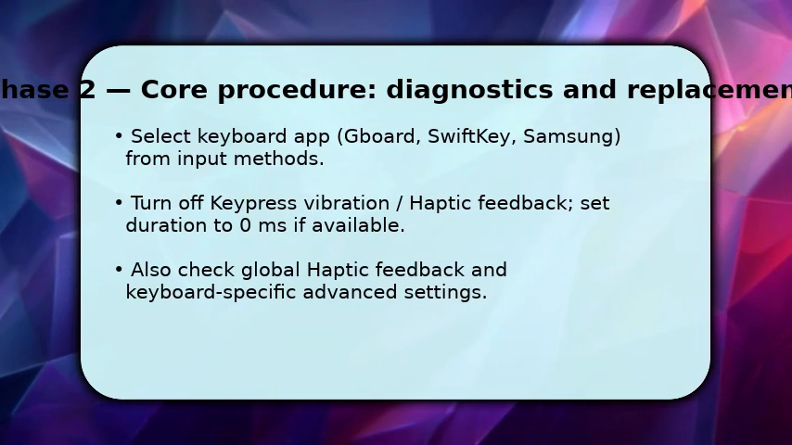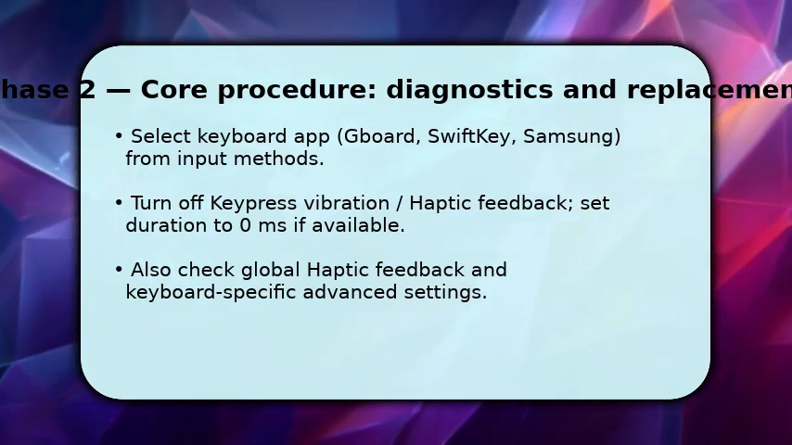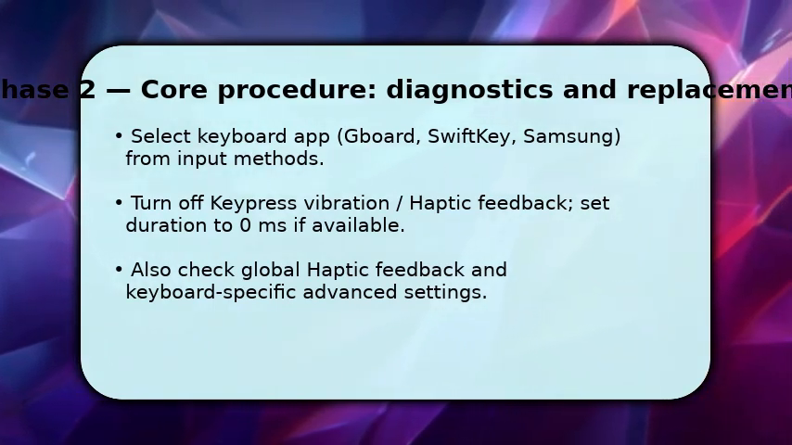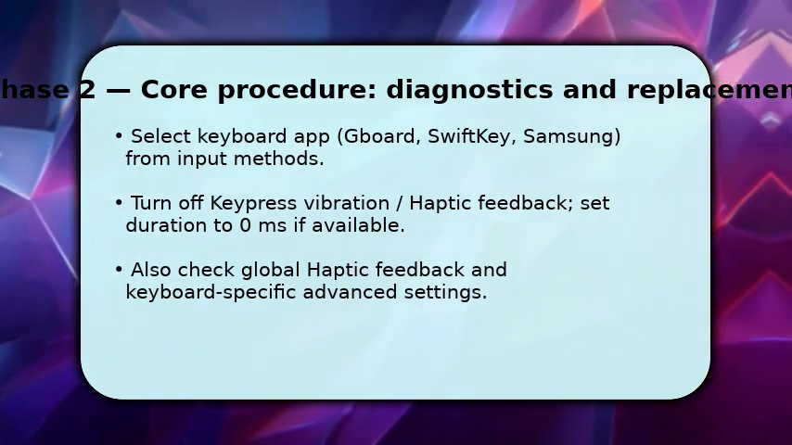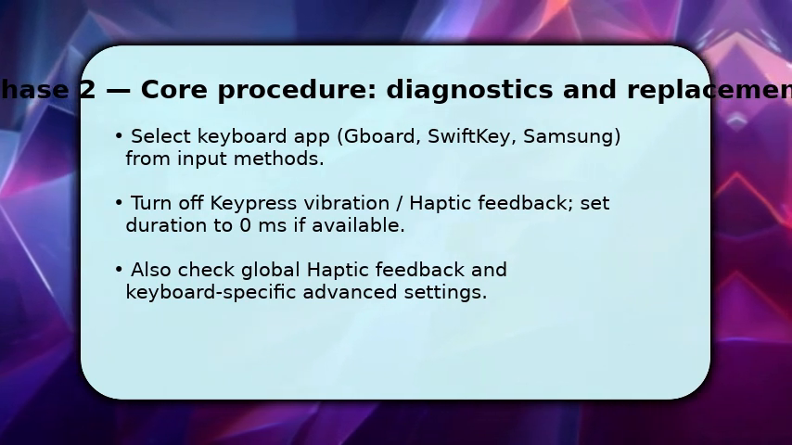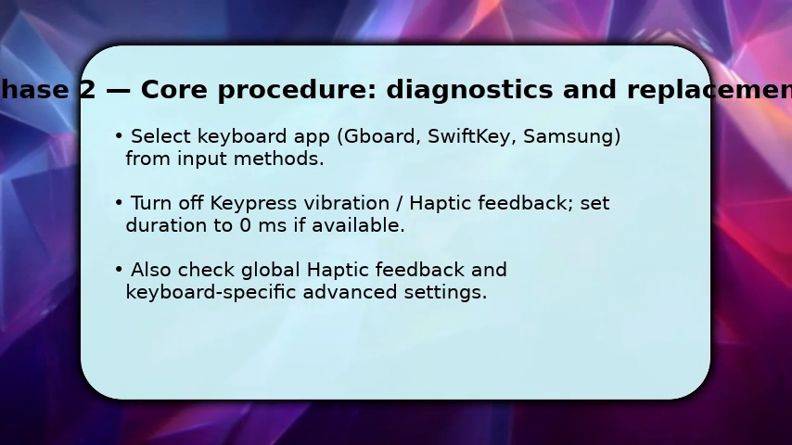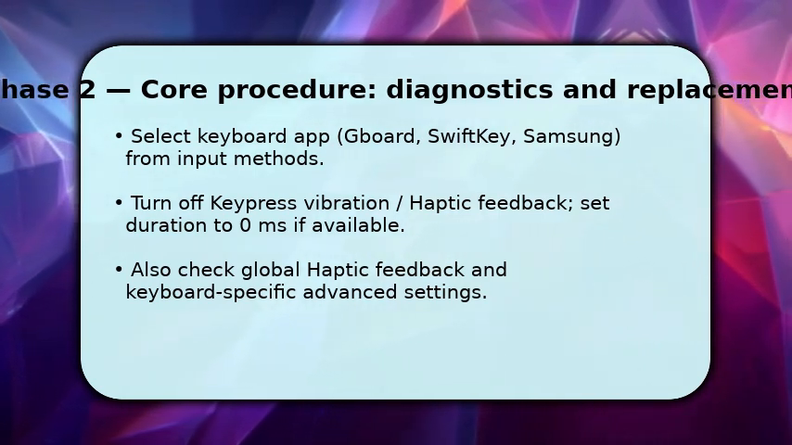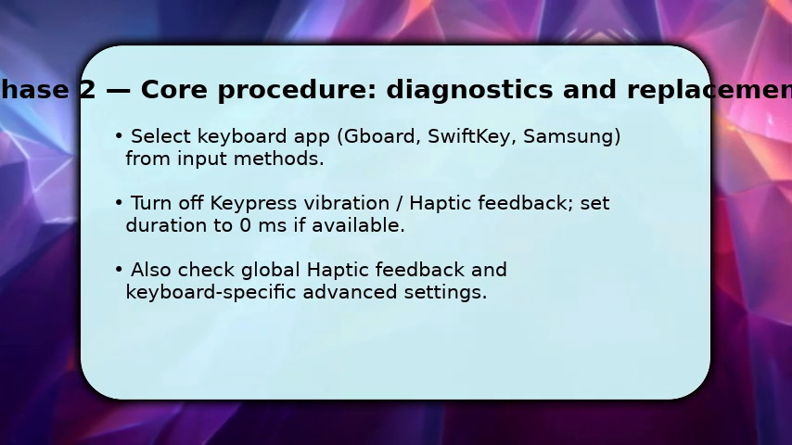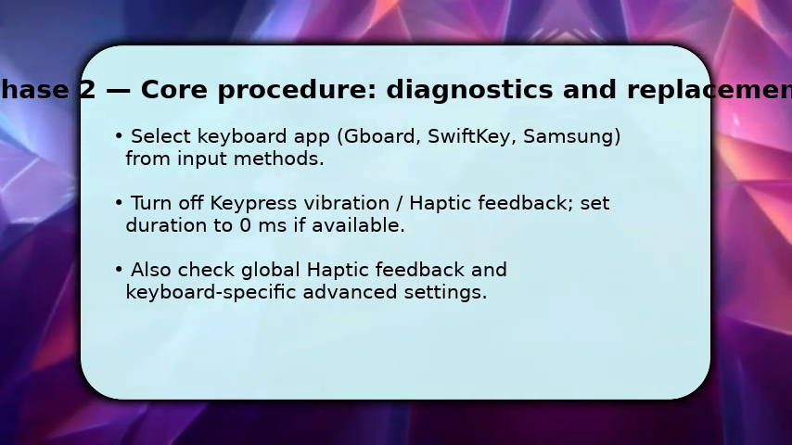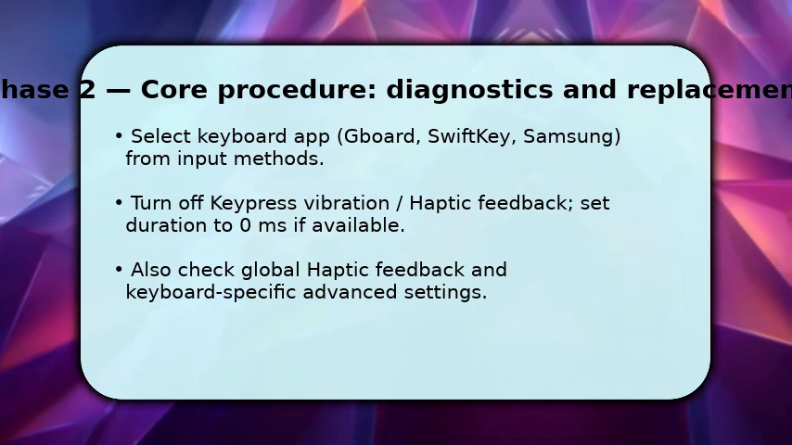Once inside, disable keypress vibration or haptic feedback. If there's a duration slider, set it to 0 ms so vibrations stop completely. Also check advanced keyboard settings for separate toggle labels and disable all related feedback options. In parallel, make sure global haptic feedback under sound settings is off, since that can override keyboard-level switches.